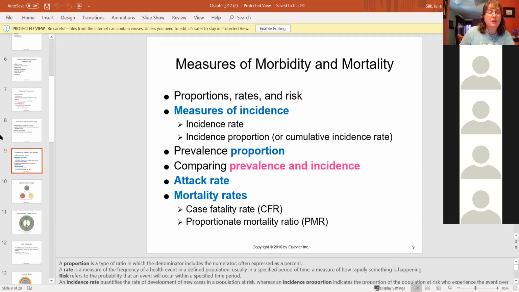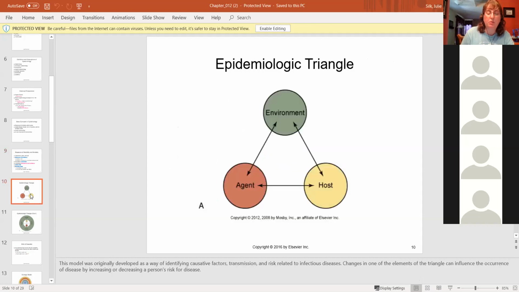All right, and then back in the previous slide, I was telling you there's a triangle, the epidemiologic triangle. This is it here. This model was originally developed as a way to identify causative factors, so transmission and risk related to infectious diseases. Changes in one of the elements of the triangle can influence the occurrence of disease by increasing or decreasing a person's risk for the disease.